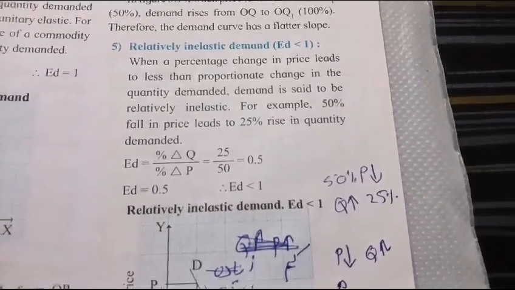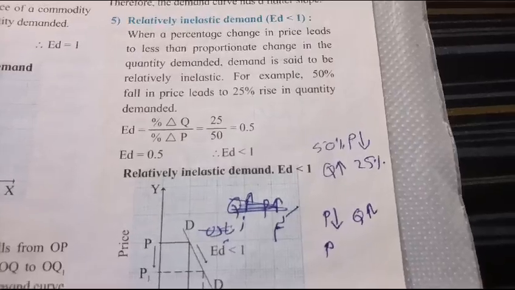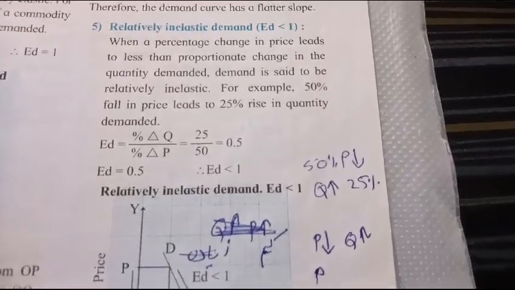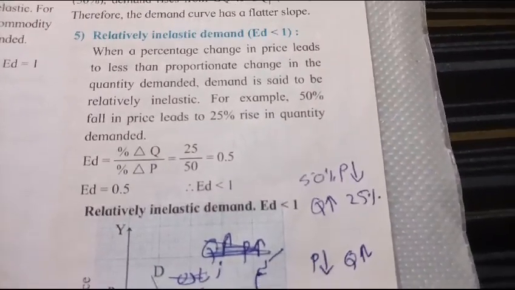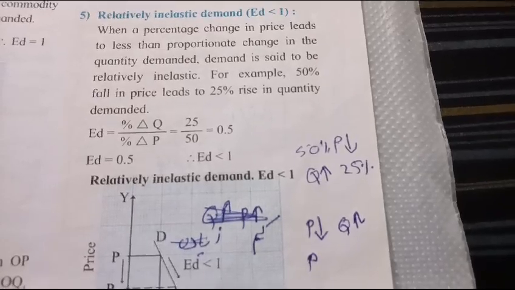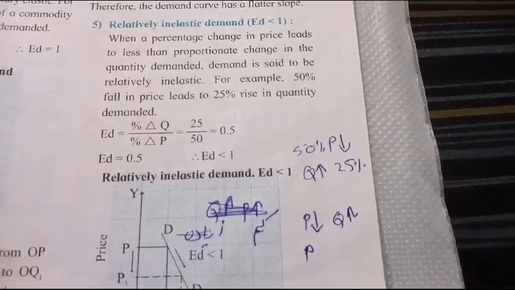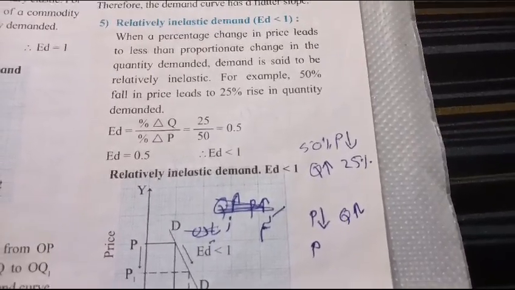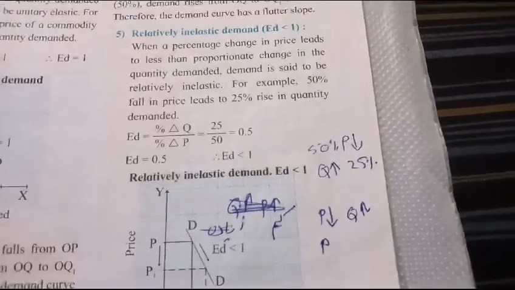Fifth, relatively inelastic demand, 1 is bigger than ED. When a percentage change in price leads to less than proportionate change in the quantity demanded, demand is said to be relatively inelastic. For example, a 50% fall in price leads to a 25% rise in quantity demanded.